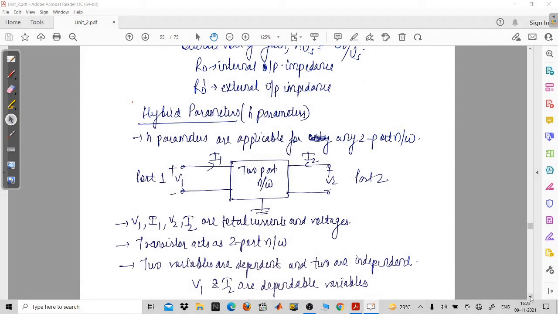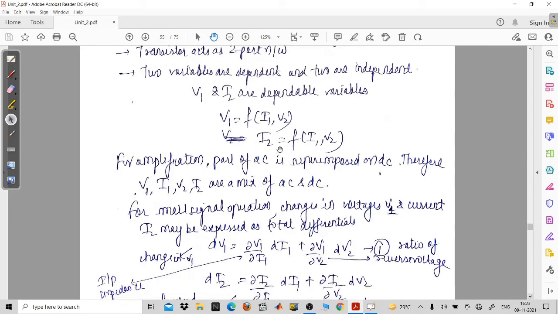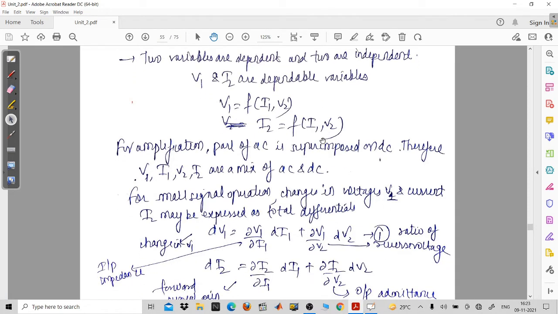So now you can see here, this V1 is a function of I1 and V2, and similarly I2 is a function of I1 and V2. Fine. So now what we are doing in the AC analysis, we are applying the AC input signal, and that AC signal will be superimposed on the DC. So ultimately this V1, I1, V2, I2 is a complete mixture of AC and the DC signals. DC means what? This is the operating point.